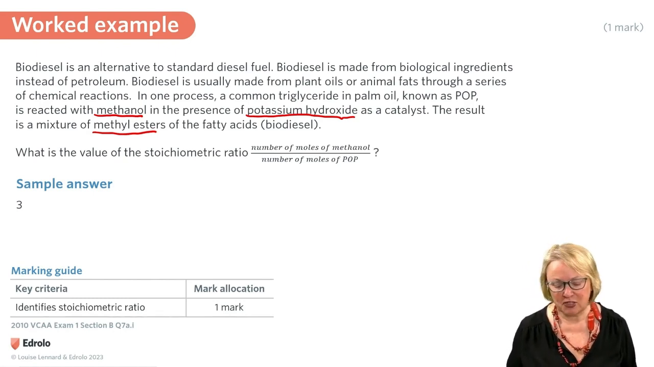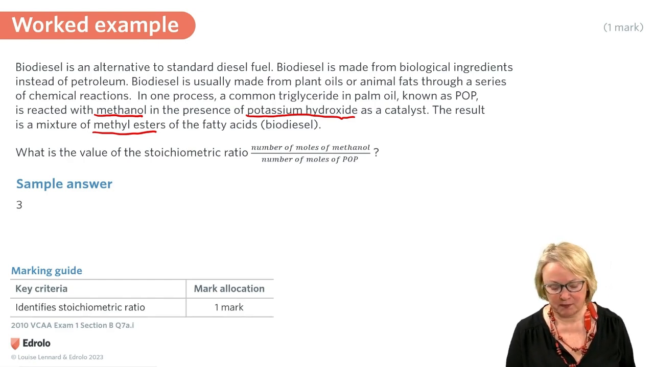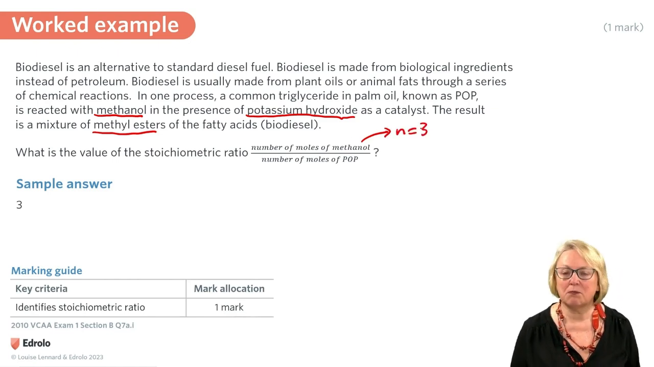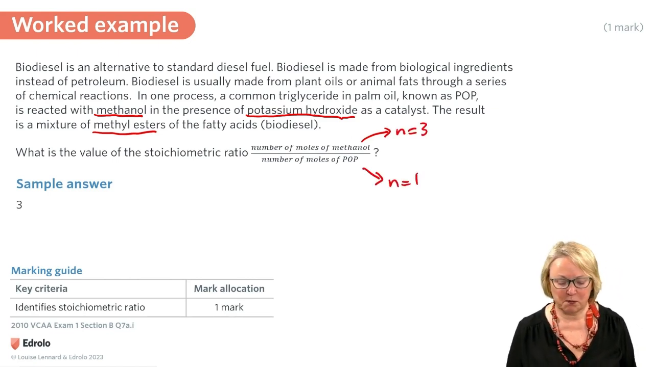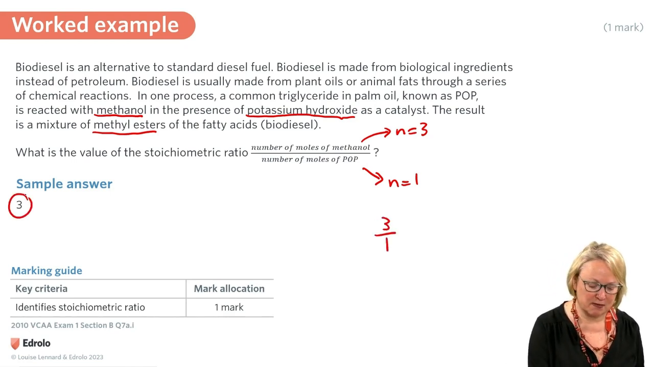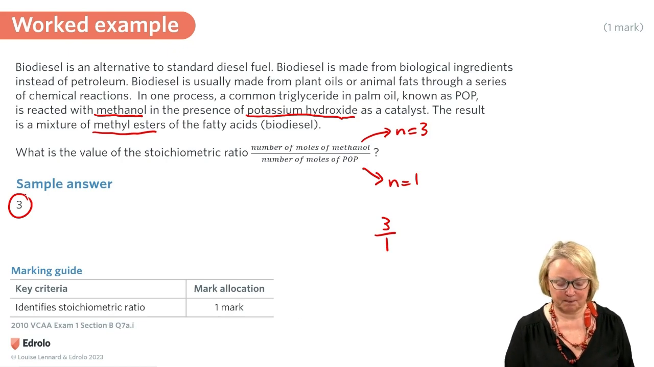What is the value of the stoichiometric ratio of the number of moles of methanol over the number of moles of POP? Well, we need 3 moles of methanol for every 1 mole of POP. So 3 over 1 equals 3. So our answer is 3.